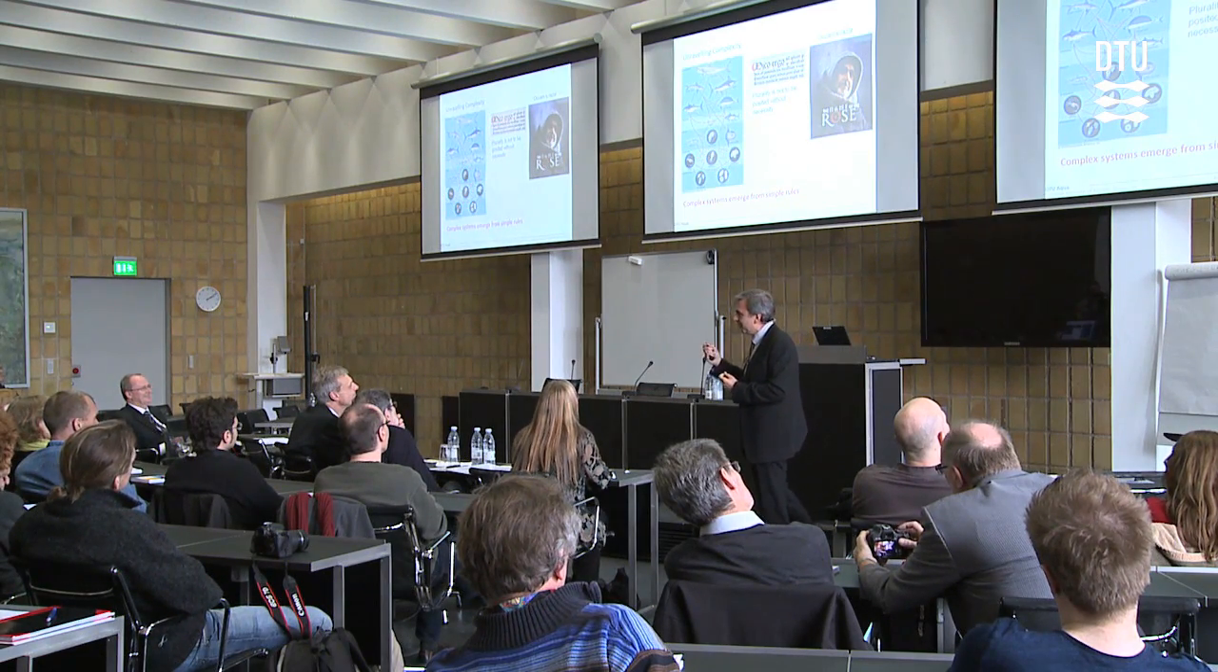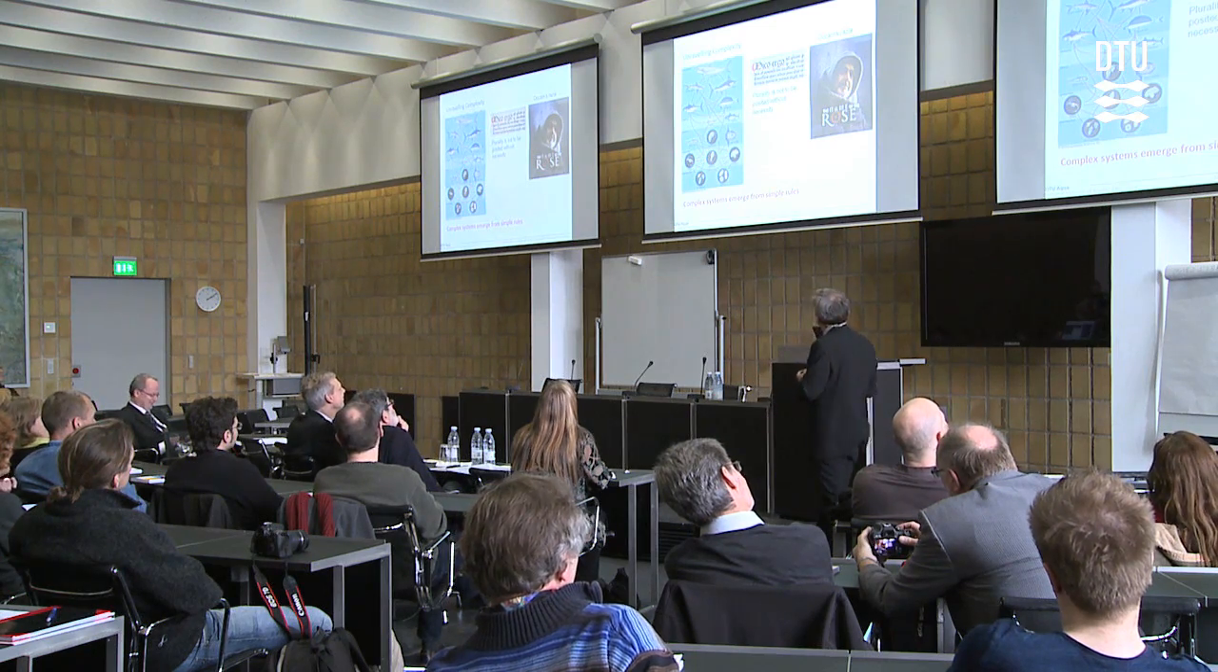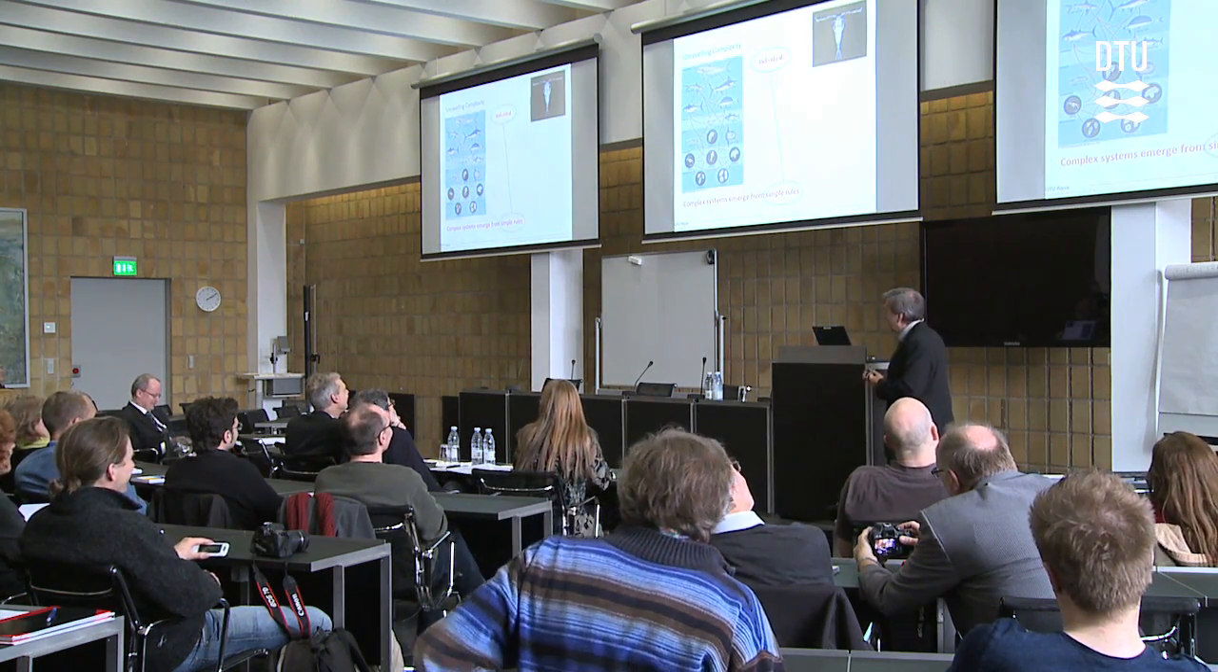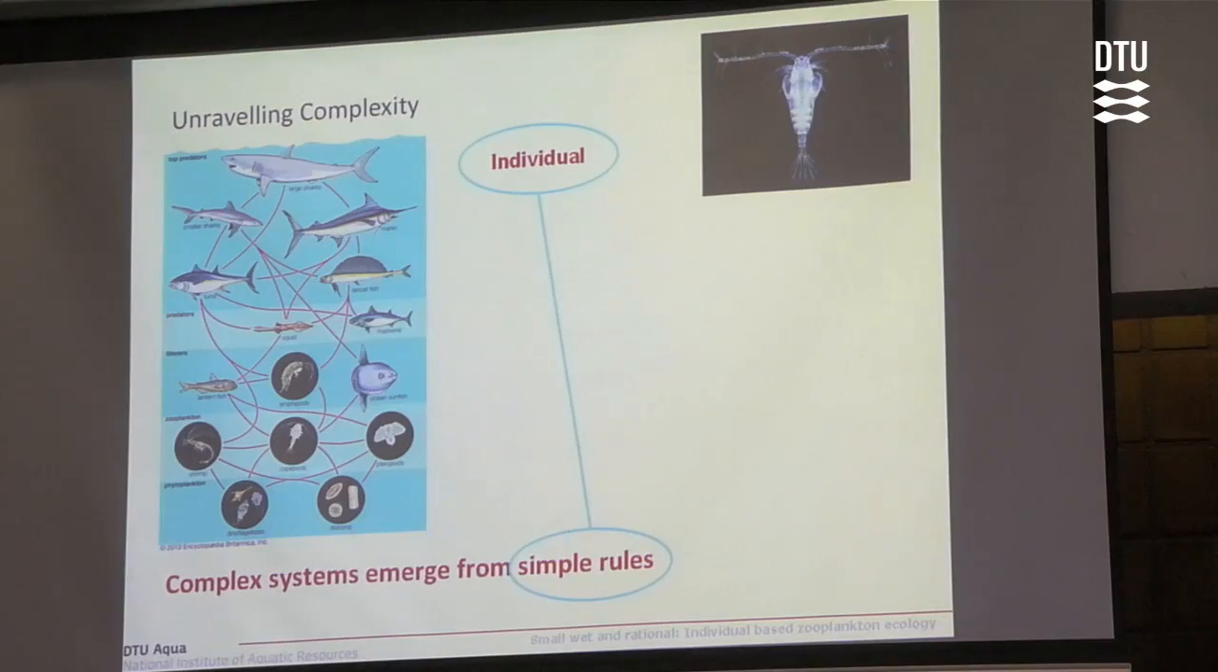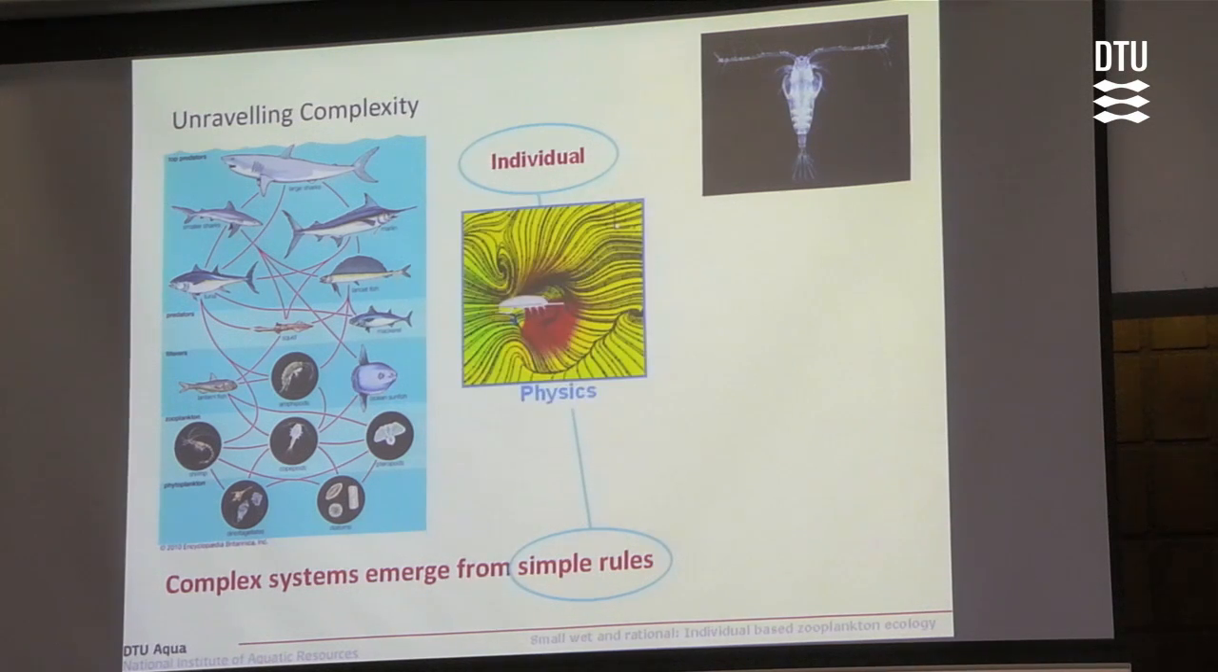It's just a really good idea, okay? So, unraveling complexity. Now, where do you look? Where do you actually look for the simple rules that drive this entire process? And I suggest that it's at the level of the individuals. That's exactly where you see the simple rules.